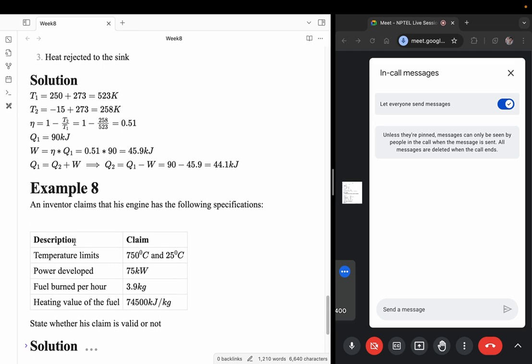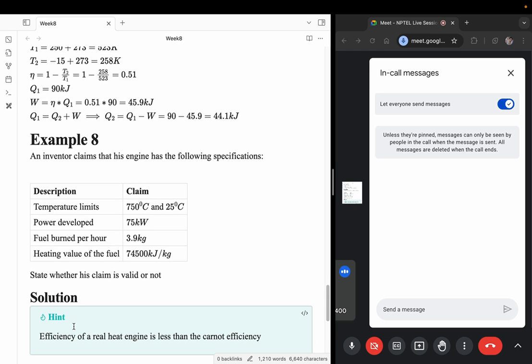An inventor claims that his engine has the following specifications. He says that his engine operates between the temperatures of 750 Celsius and 25 Celsius, and the power developed by the engine is 75 kilowatt. He also says that his engine burns 3.9 kilogram per hour of fuel at a given heating value, assuming this is the maximum amount of heat generated. How do you know whether these values he is claiming are valid or not?